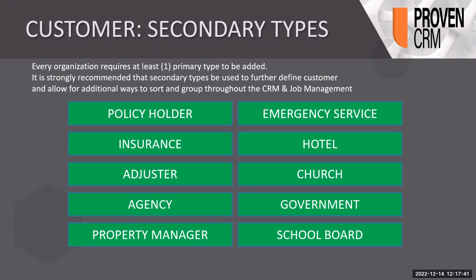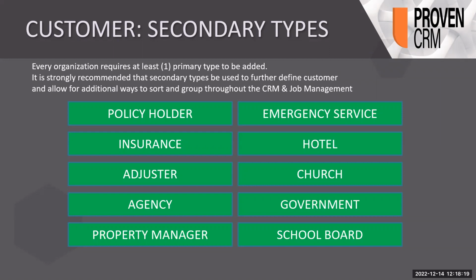The secondary type is going to allow us to further define our relationship or hone in on a specific group. Common secondary types that we see are policyholder, insurance office, adjuster office, agency office, property manager. You'll also recall that when you have these other secondary types, we can define these relationships on our jobs in Proven Jobs. But we're also going to use them in the CRM to identify those different relationships that we may want to target in our routes.